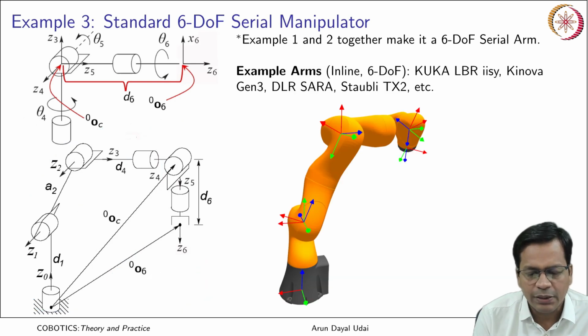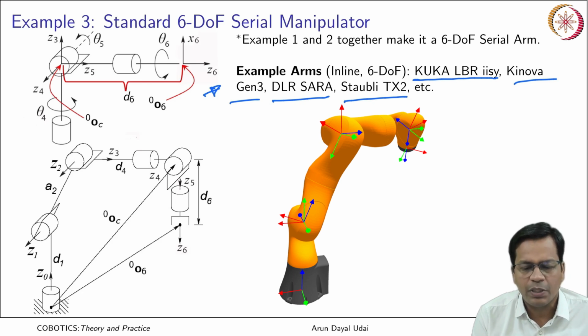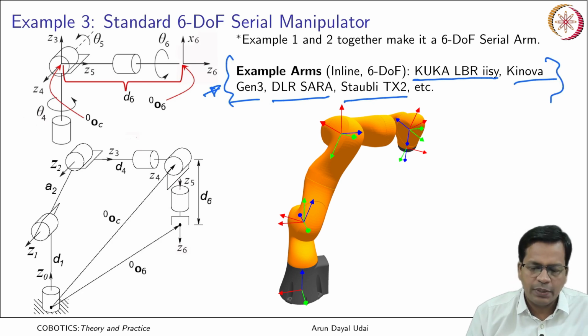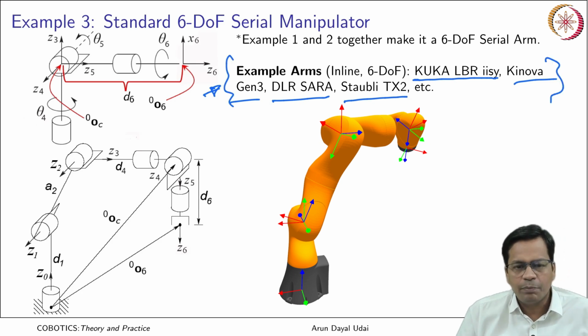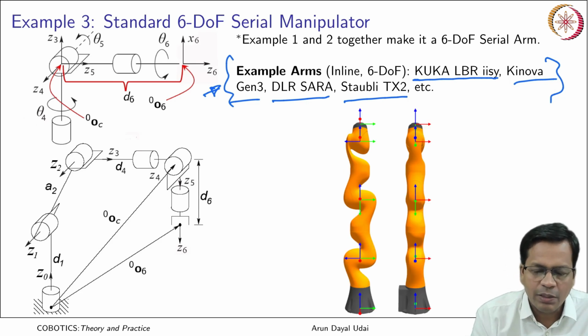So there are many such arms which are there. One of them is KUKA LBR iisy, Kinova Gen 3, DLR SARA, Staubli TX3 and many similar arms are there. If you set them at home position, it becomes a robot which is in a straight line. Okay. So that is the beauty of it.